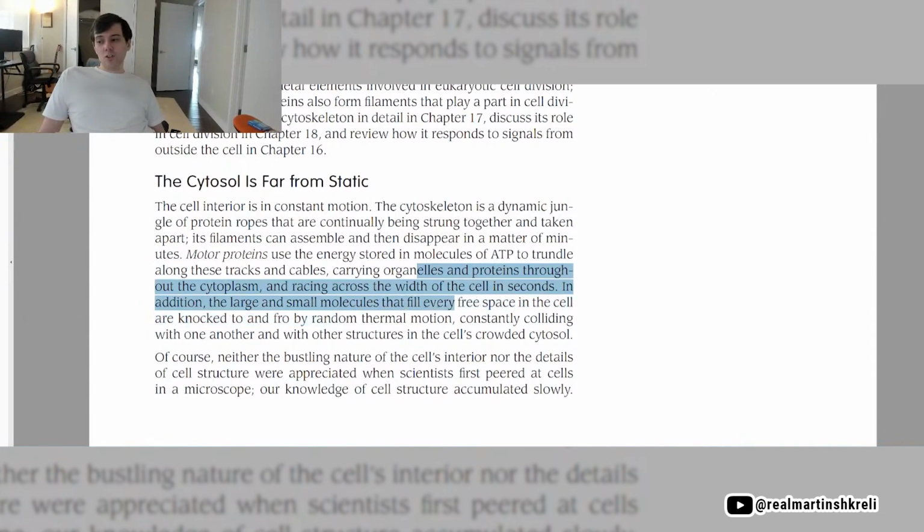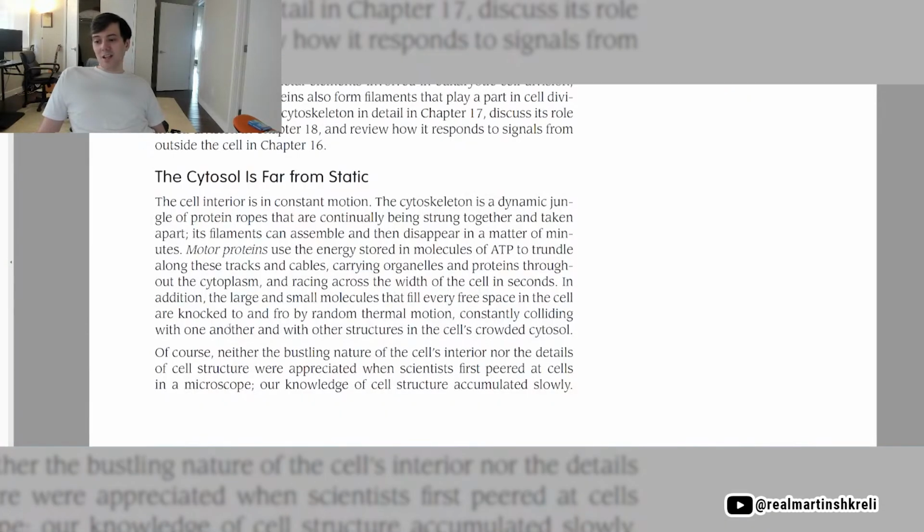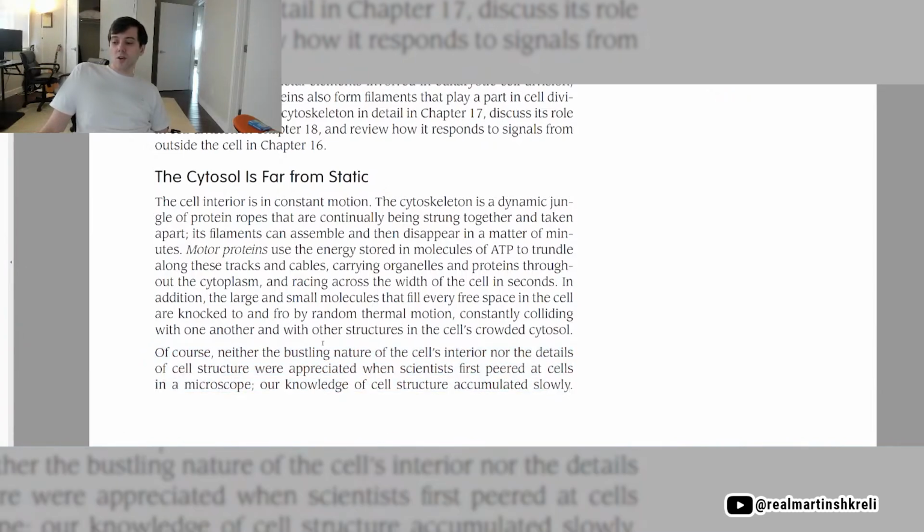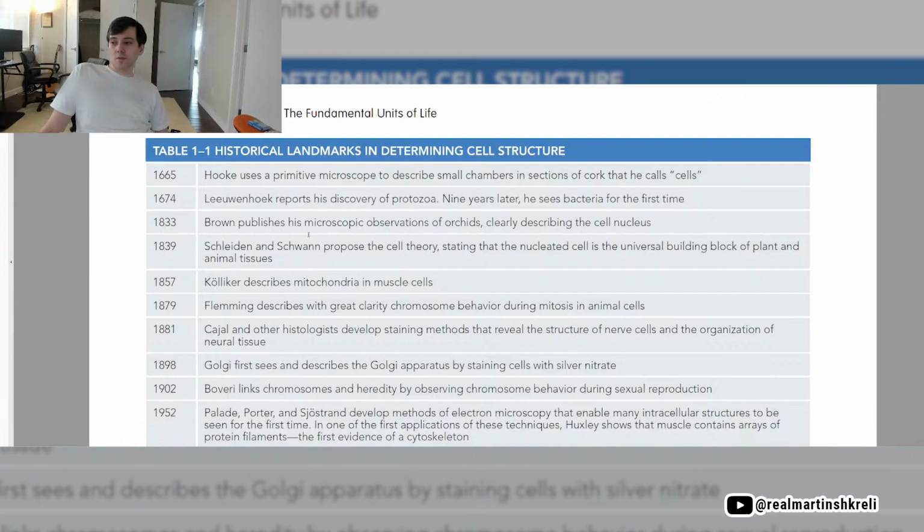In addition, large and small molecules that fill every free space of the cell are knocked to and fro by random thermal motion, constantly colliding with one another and with other structures in the cell's crowded cytosol. Of course, neither the bustling nature of the cell's interior nor the details of the cell structure were appreciated when scientists first peered at cells in a microscope. Our knowledge of cell structure accumulated slowly. Let's look at the historical landmarks.